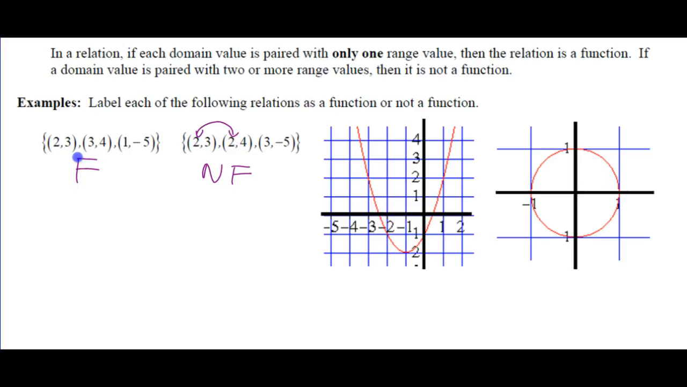Function or no? Well, that x value has two different y values, right? So not a function.